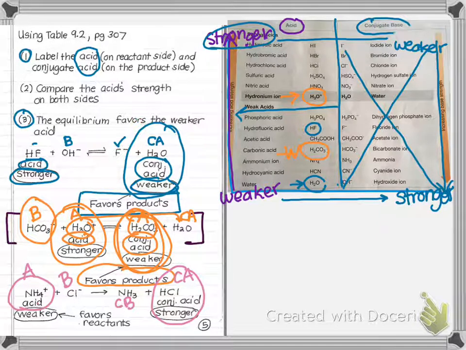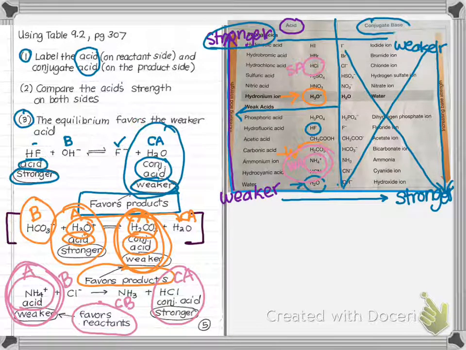So I find NH4 plus on my chart, and it's hard to see because I wrote there. It is right here. And then I find HCl, which is a strong acid. It's way up here. So this is the stronger acid, and this is the weaker acid. So the weaker acid is on this side. So it favors the side of the weaker acid, and so this favors the reactants.